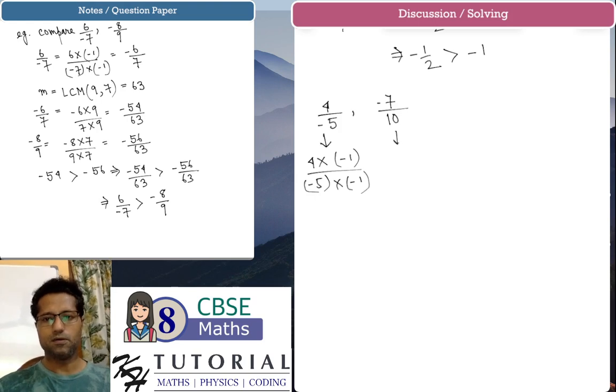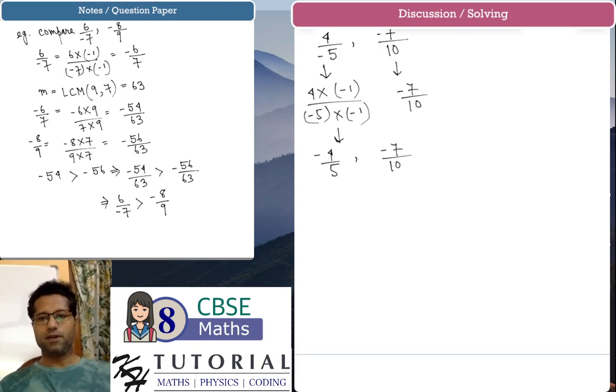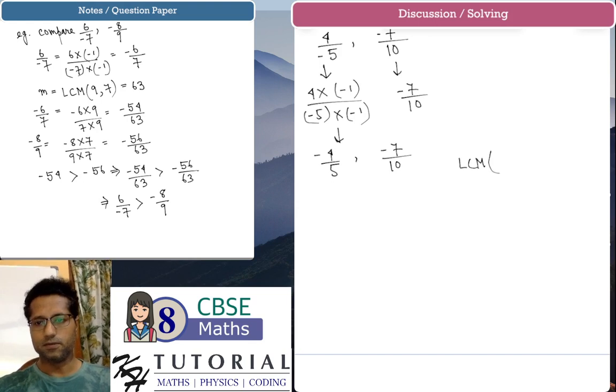So this remains the same. So this becomes minus 4 by 5. So now we have to compare minus 4 by 5 and minus 7 by 10. We see that the denominators are different. So we have to find the LCM of the denominators. We have to find the LCM of 5 and 10, which is equal to 10.